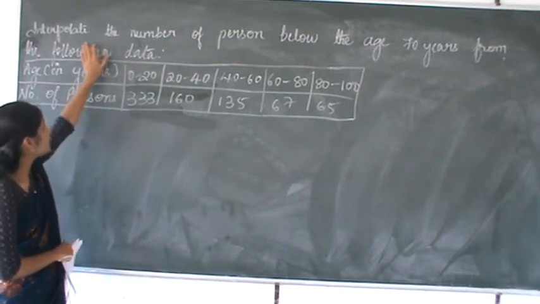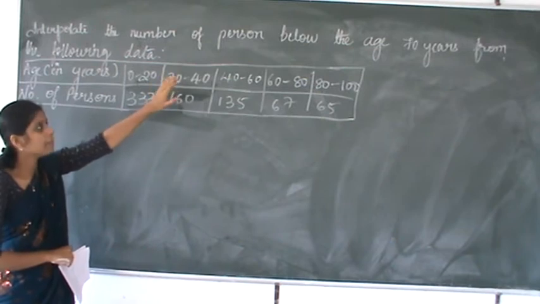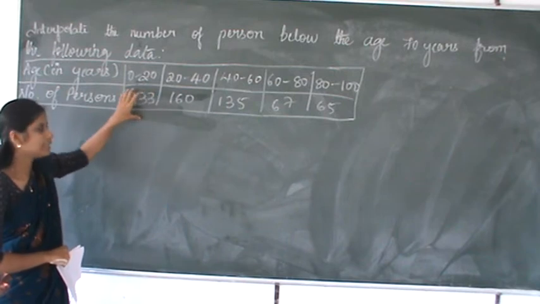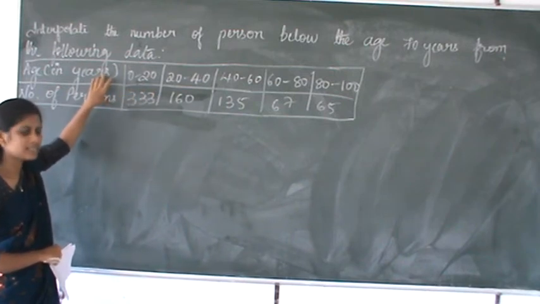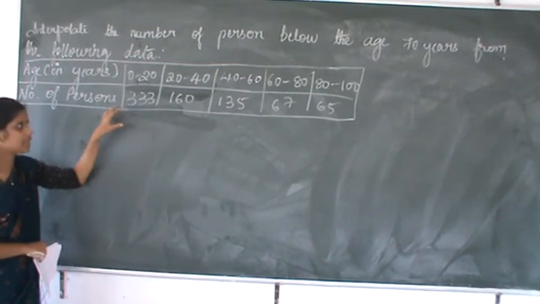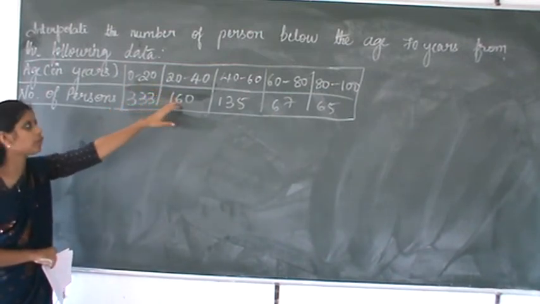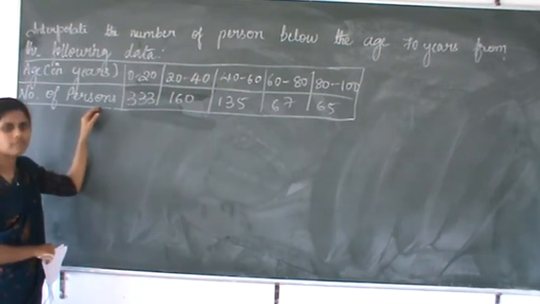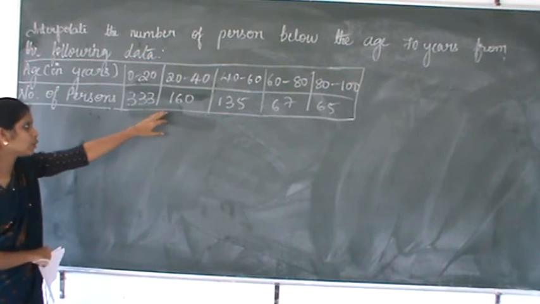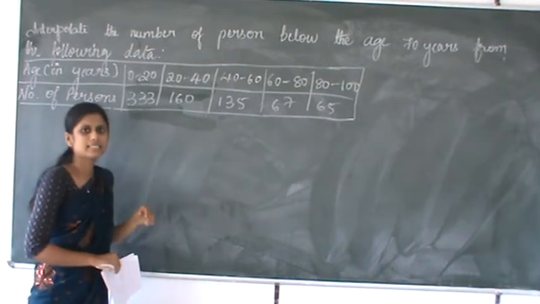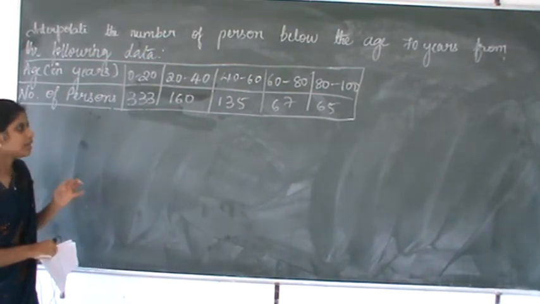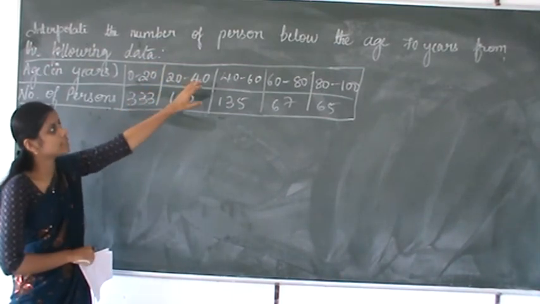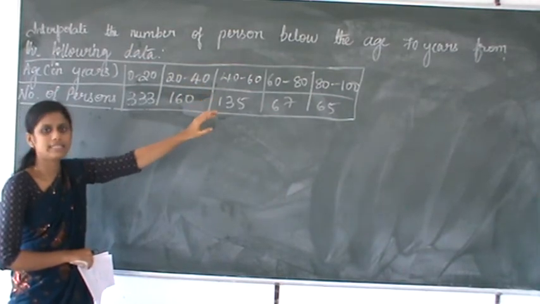See here, interpolate the number of persons below the age 70 years from the following data. The data given is age in years as well as number of persons. Age 0 to 20, 20 to 40, 40 to 60, 60 to 80 and 80 to 100, whereas number of persons 333, 160, 135, 67 and 60. Now they have asked to interpolate the number of persons below the age 70 years.